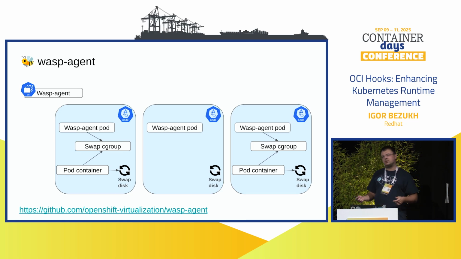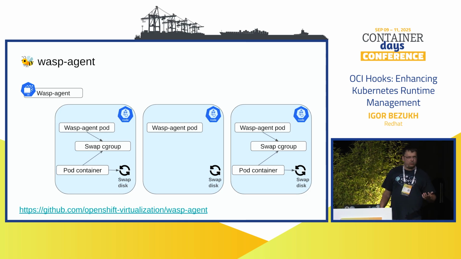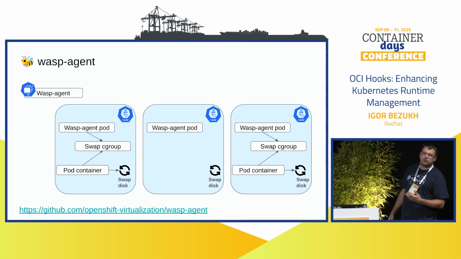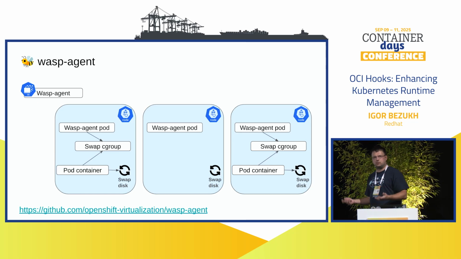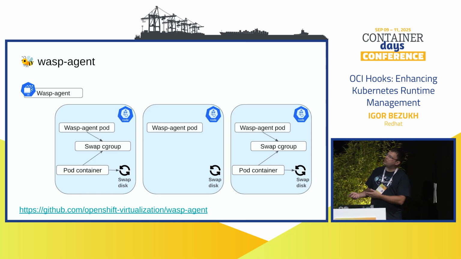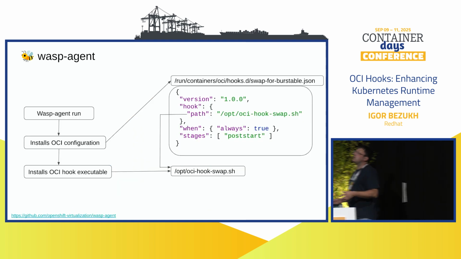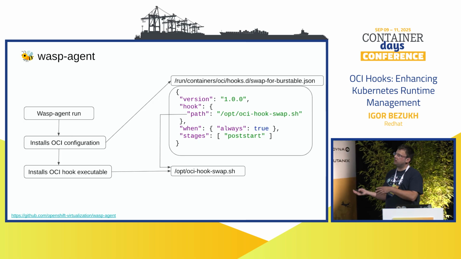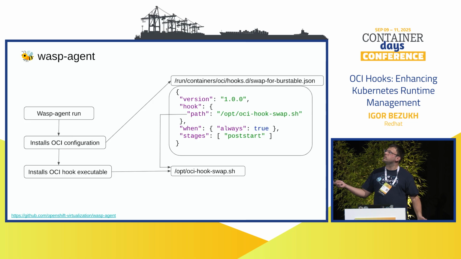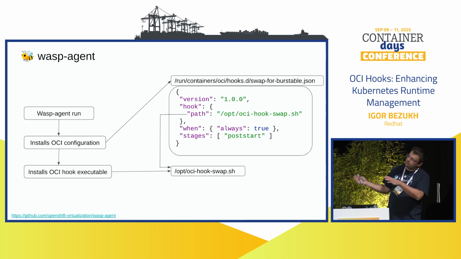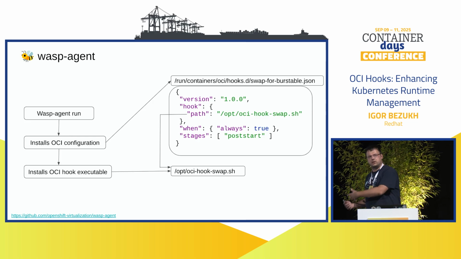From the Linux OS perspective, swap memory needs just a single cgroup, which you need to set to a specific value, and then the container will be eligible to use swap memory from the operating system perspective. So we created wasp-agent, which basically touched that cgroup file. And this is how it works. The wasp-agent daemon set is installed on the worker node, so it's a privileged one. The deployment looks like two stages. It installs the OCI configuration, and then it installs the OCI hook executable on the node.